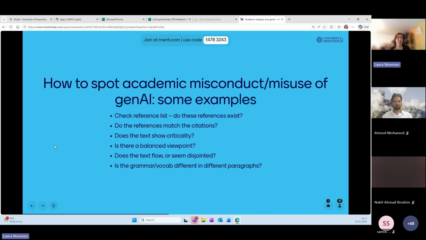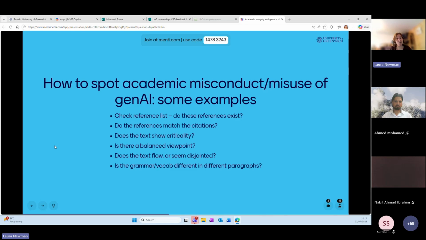Check again, do the references match the citations? Have they done that work themselves? Have they made sure that they are matching up that work? Or have they just taken some references from Gen AI and plonked them into their reference list to make sure they have more things on their reference list, and haven't actually used them in their assignment? So again, that's a really good way of checking.